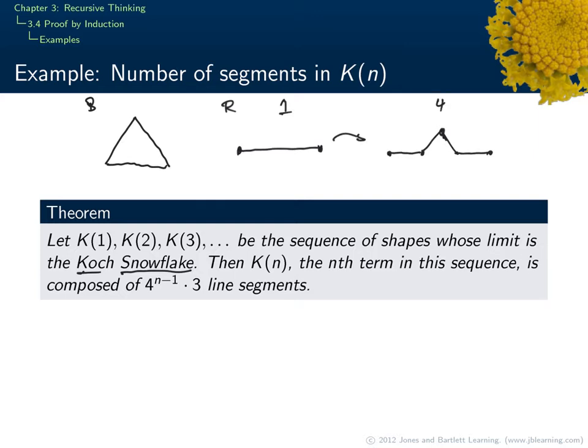So you might recall from the video we had before that if you keep applying this recursive definition, you get this fractal type shape that starts looking a little bit like a snowflake. So anyway, what we're asserting here in this theorem is that the nth figure that we get from this recursive definition has 4 to the n minus 1 times 3 line segments in it.